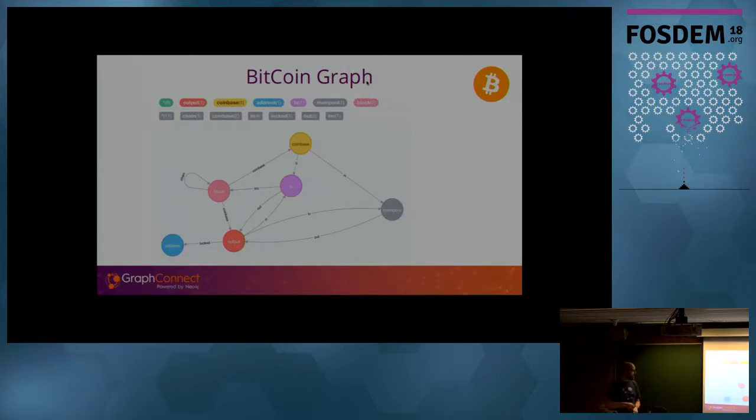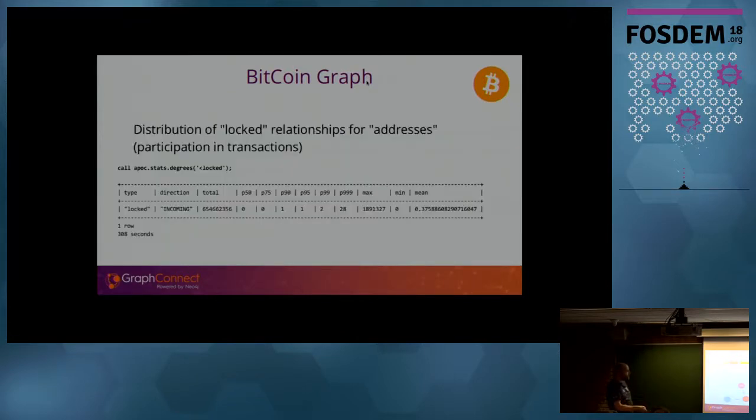So the data model is a little bit hard to see here. So we have a transaction in the middle, which is linked to a block. And then each block has inputs and outputs. Where's the output? Where's the input? Can't see the input. So here's the output. The output is locked to an address. The input is also locked to an address. And then there's also the Coinbase as a starting point for the blocks. And something that I ran first on this large graph was to do a degree distribution for the locked relationship.